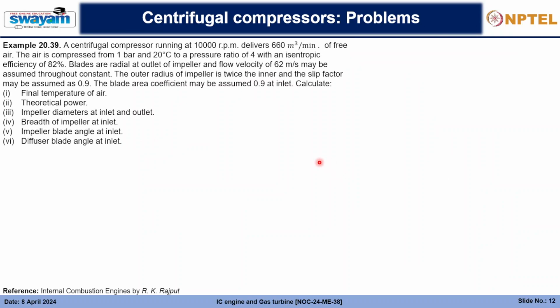Let us go to the third problem. It states a centrifugal compressor running at 10,000 RPM delivers 660 meter cube per minute of free air. Air is compressed from 1 bar and 20 degrees Celsius to a pressure ratio of 4 with an isentropic efficiency of 82%. Blades are radial at outlet of impeller, and flow velocity of 62 meter per second may be assumed constant throughout. Outer radius of impeller is twice the inner, and the slip factor may be assumed as 0.9.